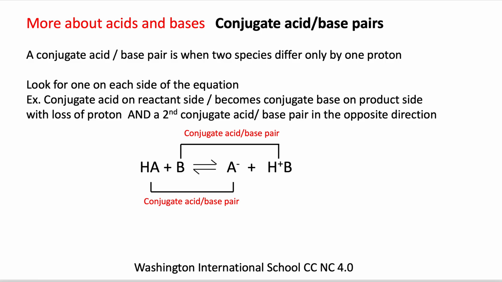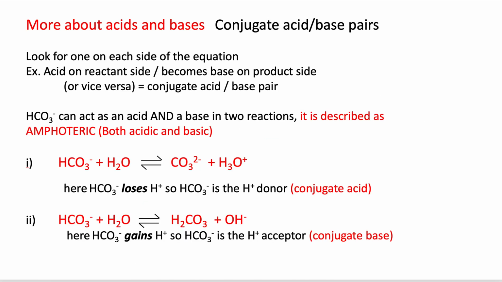And we can have a general equation here with the acid HA and the base B, and HA and A- are a conjugate acid-base pair, and B and HB+ a second conjugate acid-base pair. So some species can behave both as an acid and a base in the two reactions below, and they're called amphoteric because they're both acidic and basic.